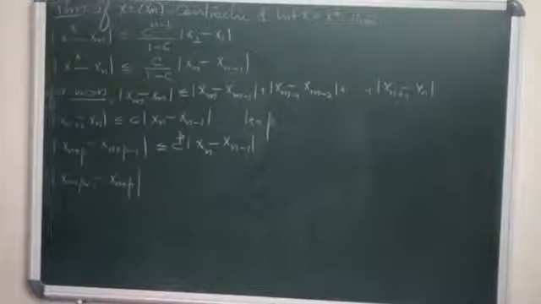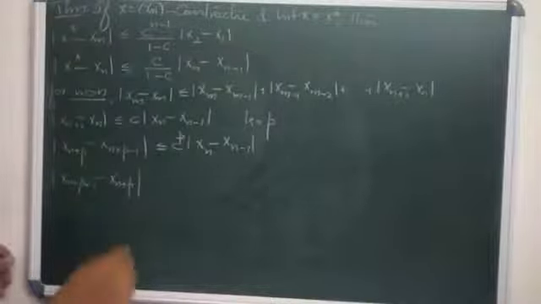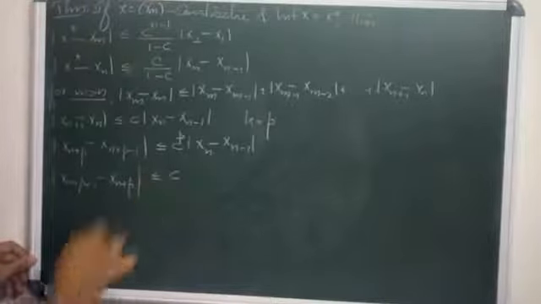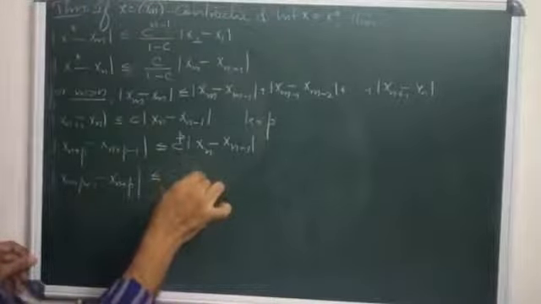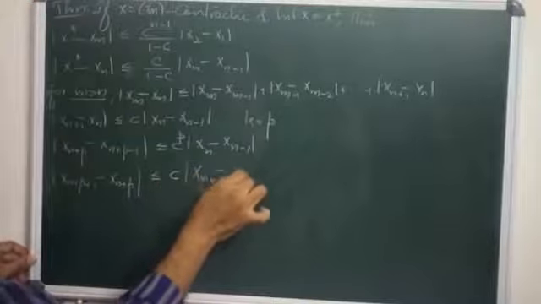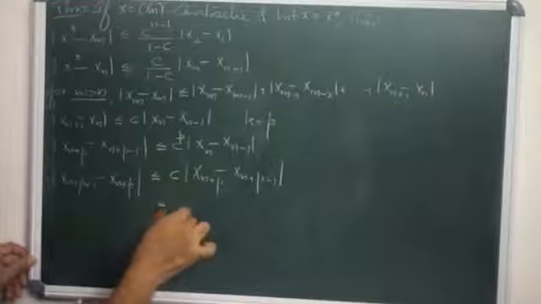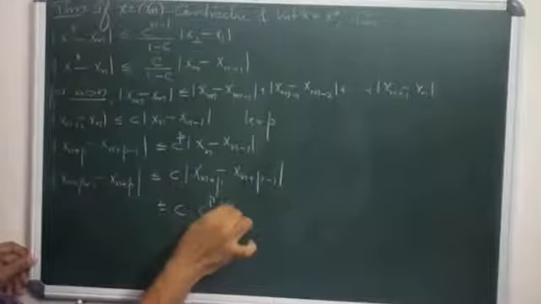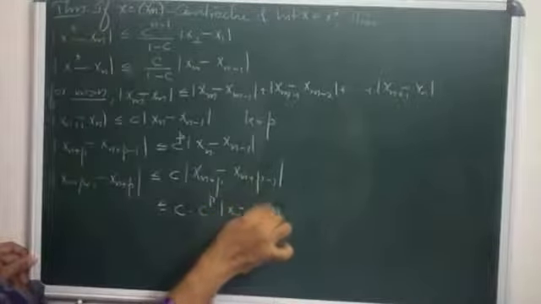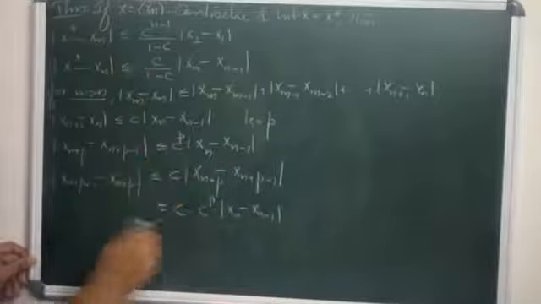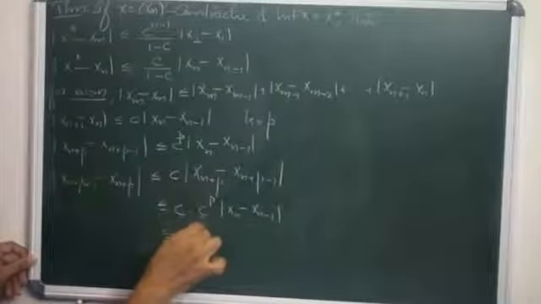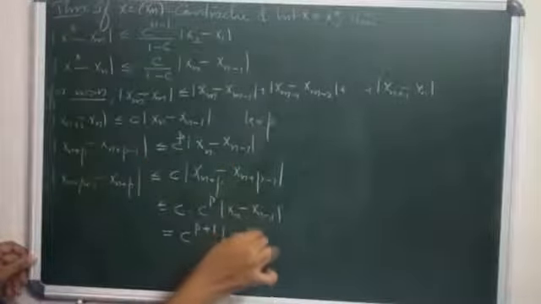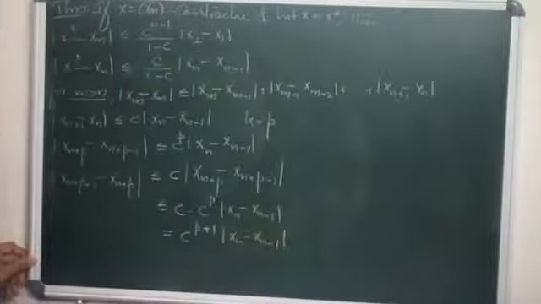Modulus of x_{n+p+1} minus x_{n+p}. Since it is a contractive sequence, it is less than or equal to c into modulus of x_{n+p} minus x_{n+p-1}. So it is less than or equal to c into c^p into modulus of x_n minus x_{n-1}, because of this argument. That means it equals c^{p+1} into mod x_n minus x_{n-1}.